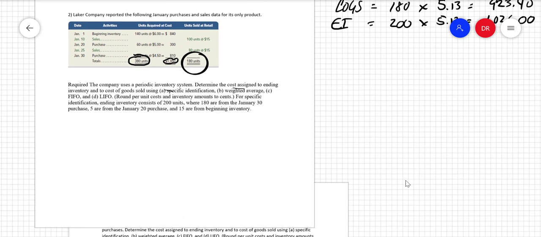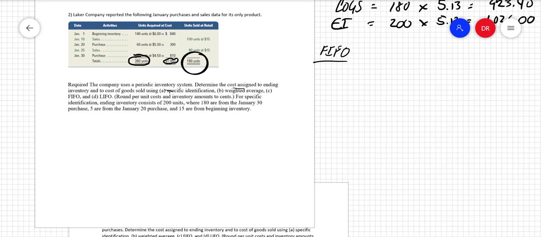Alright, so now we want to do a FIFO and LIFO method. So we start with FIFO. What that means is first in, first out. Now, most of the time, this reflects the actual flow of goods in a business, because most of the time, when you're purchasing items, you're putting the oldest items out first so you can sell those and rotate stock. So using a FIFO method, we're going to say the first units we purchased are the first units sold.